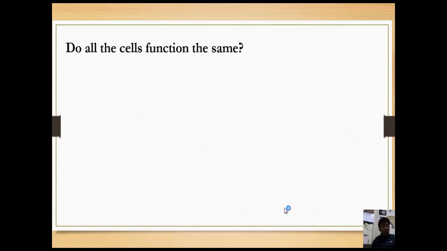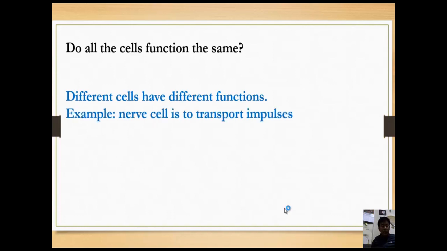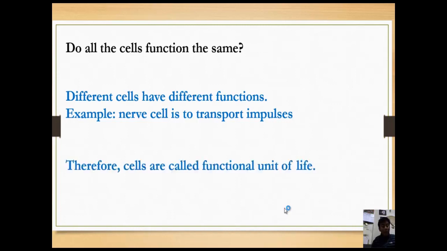Now let's ask ourselves, do all the cells function the same? Different cells have different functions. For example, a nerve cell is to transfer impulses. Likewise, different cells have different functions. That's why cells are called the functional unit of life.